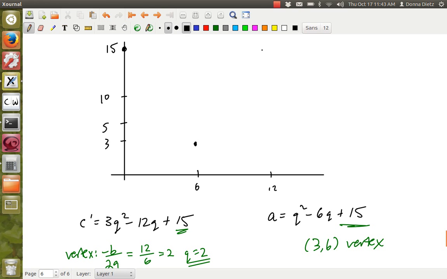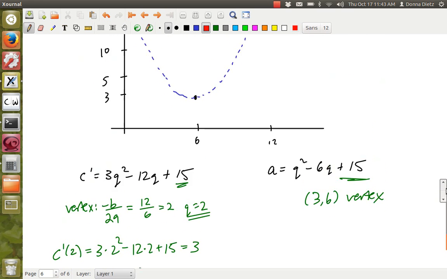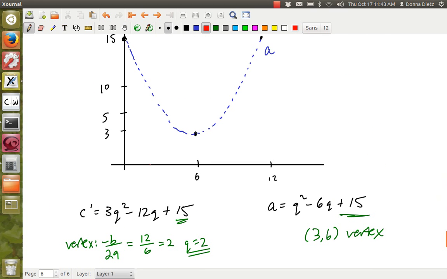There's got to be a 15 over here. When you have a vertex of a parabola, you know that the parabola is symmetric about the vertex, and you have one other point. That's enough information to plot this guy. There we go. Maybe dotted lines are easier to draw on the computer. Okay. So this is A. Then we want to put 2, 3, the vertex of the other guy.